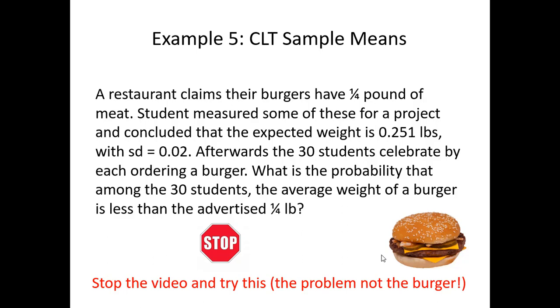After getting this information and starting out on this project, suppose the 30 students celebrate by each ordering a burger. So the 30 students all go to the restaurant, they order a burger, and let's say they weigh them, and we ask what's the probability that among the 30 students, the average weight is less than 1/4. Okay, so we're talking about 30 students. Think of the 30 students as a sample. We want to know the probability the sample mean is less than 1/4.